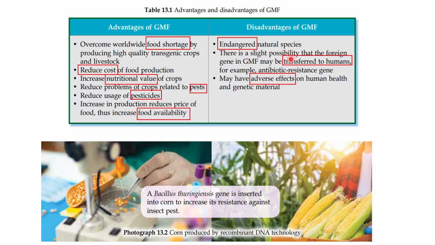The second disadvantage is there is a slight possibility that the foreign gene in the GMF may be transferred to humans. So that means this is a threat to human health. For example, antibiotic resistance gene. That means the GM food may lead to transfer of antibiotic resistant genes to pathogens. The third disadvantage is it may have adverse effects on human health and also genetic material. So these are some of the pros and cons of the GMF.